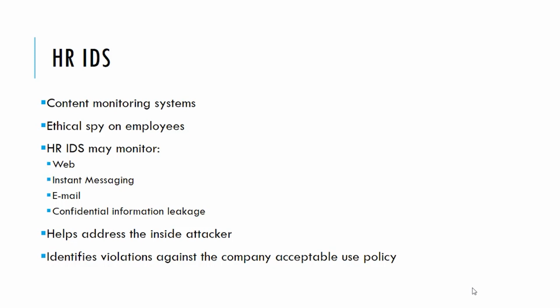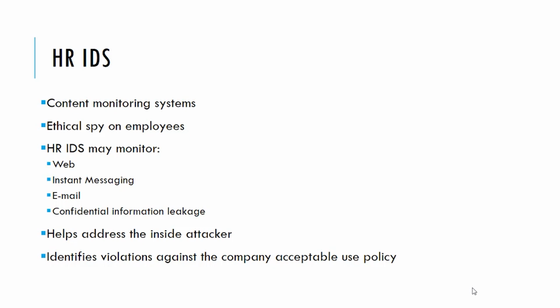It helps to address any inside attacker who is trying to spread the confidential information of the organization to the internet, or sending inappropriate emails, or visiting unwanted websites, or sending chat messages that are unethical, or things like this. This needs investigation by the human resources department of the organization to take a decision accordingly against this employee. This IDS identifies violations against the company acceptable use policy.